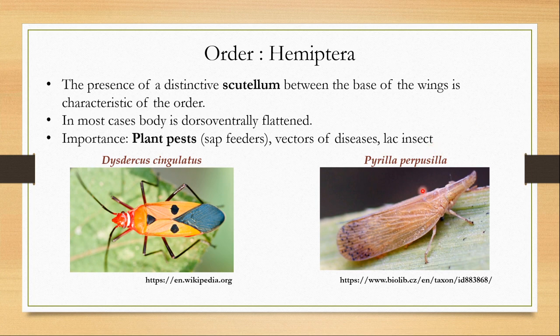Now, here is an example of this order. This one is known as Pyrilla purpusilla. You have studied it as the sugarcane pest, and this one is Dysdercus cingulatus. This one you are going to study as a pest of cotton. Now both of these insects belong to order Hemiptera, but as you can see that they look very different, and the most striking difference lies in their wings. So let's first discuss the characteristics of their wings.